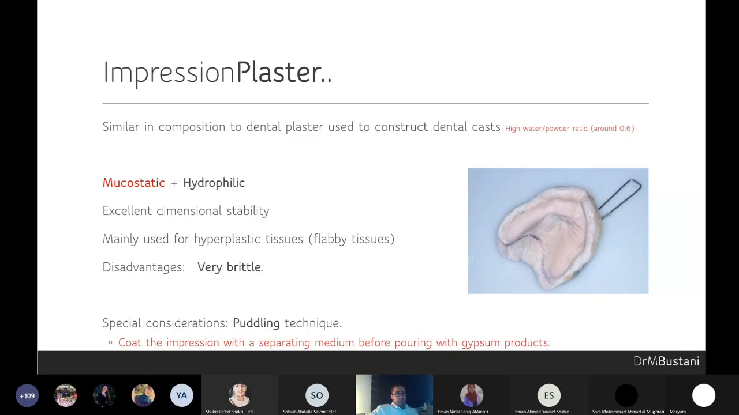The characteristic that makes impression plaster the material of choice when we have flabby tissues is called mucostatic. Mucostatic meaning that the material itself doesn't apply any pressure on the tissues while you are recording them. So you are recording the tissues at their static position or at their most relaxed position. The other characteristic that's considered a disadvantage is that they are very brittle, so it will fracture as soon as you take it out if there was any undercut or if it was unsupported.